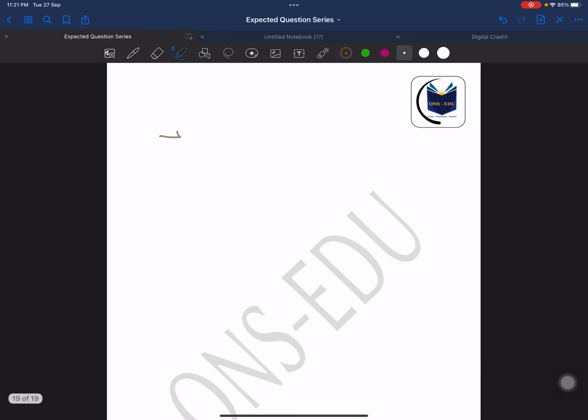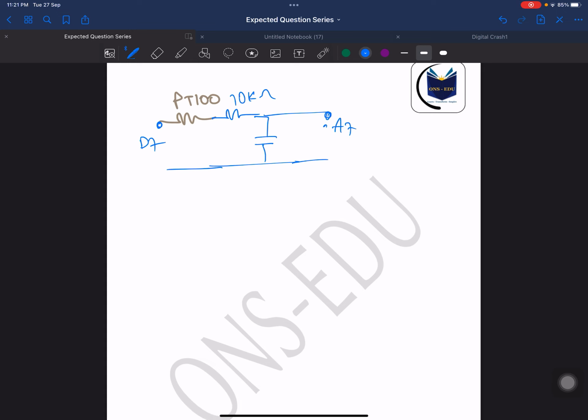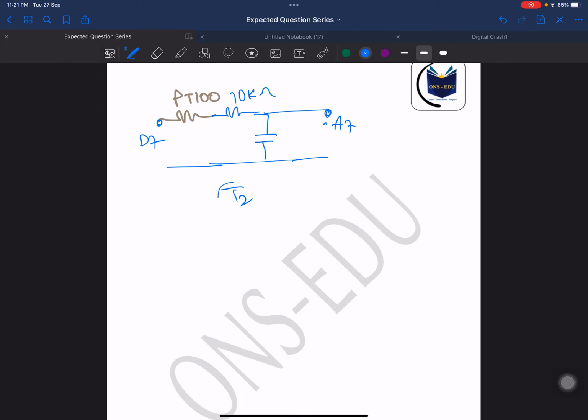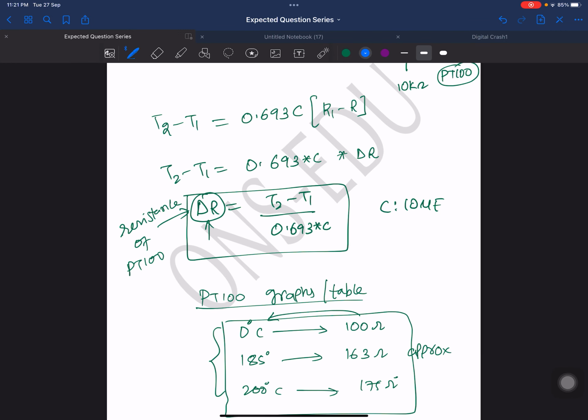Repeat, now you take the PT100 and keep the remaining part of the circuit the same: 10 kilo ohm, capacitance 10 microfarad, everything same. You apply D7 and read A7, and you will get the T2 value. The concept is the same. And you have the formula: T2 minus T1 is equal to 0.693 RC, so delta R equals (T2 minus T1) by 0.693 C.